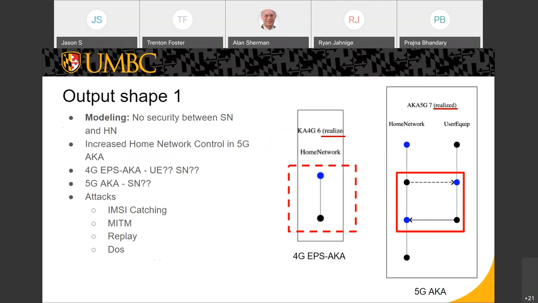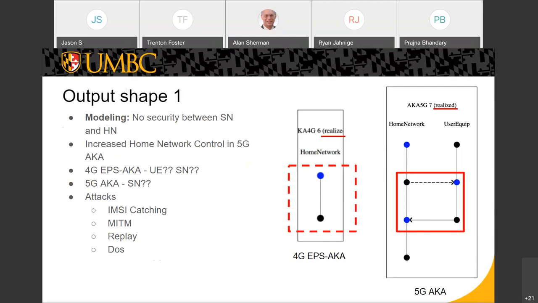The thing we need to notice here is that both of these shapes are realized shapes, which means that the protocol has run to completion. And both of these shapes are from the home network's point of view. Talking about the 4G shape, from the home network's point of view, this protocol runs to completion without having to authenticate the serving network or the user equipment. Essentially, the serving network or the user equipment could be anyone.